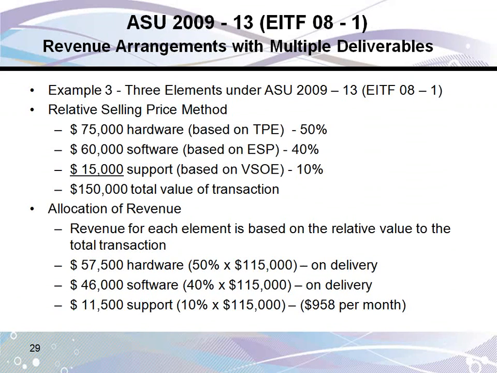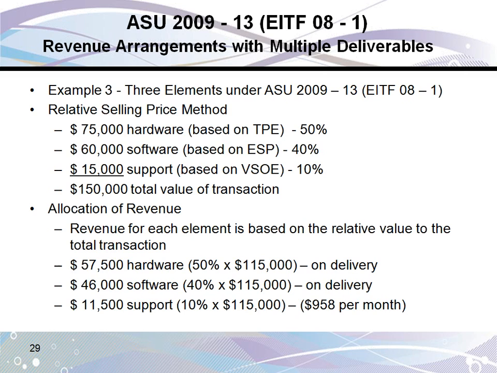Then we're going to take those percentages that we've calculated, and we're going to use them to value the transaction. So the hardware is going to get 50% of the $115,000 value of this transaction. So it's going to get $57,500, and that can be recognized on delivery. The software will receive 40% of the $115,000 and will also be recognized on delivery. And then the support and maintenance will get 10% of the total fee. In this case, it'll be $11,500, and we'll recognize about $1,000 a month.